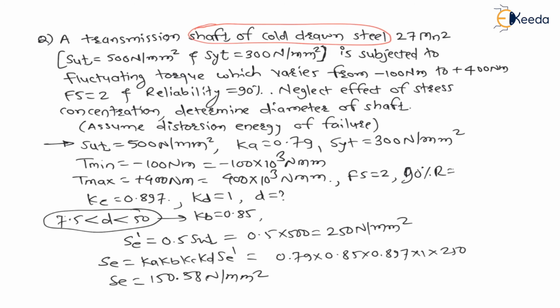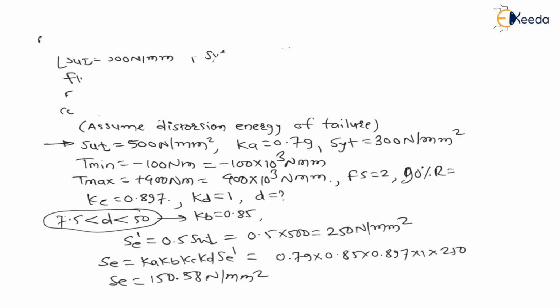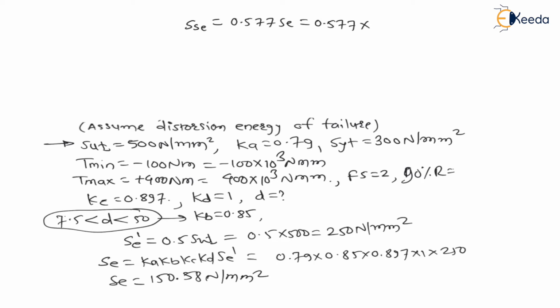Now my dear students, in the question they have mentioned to assume distortion energy theory of failure. Therefore, as per distortion energy theory, the endurance strength in shear SSE is equal to 0.577 SE. Therefore, put the values: 0.577 into SE, which is 150.58. Therefore, SSE will be equal to 86.88 Newton per mm square.